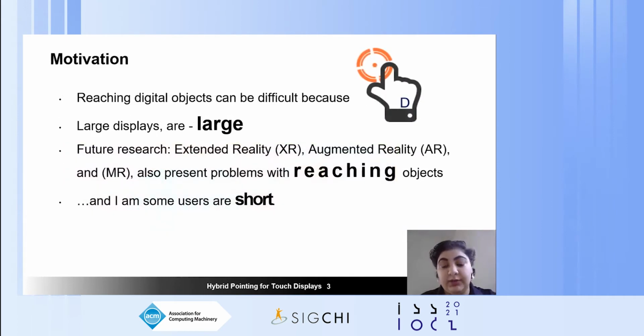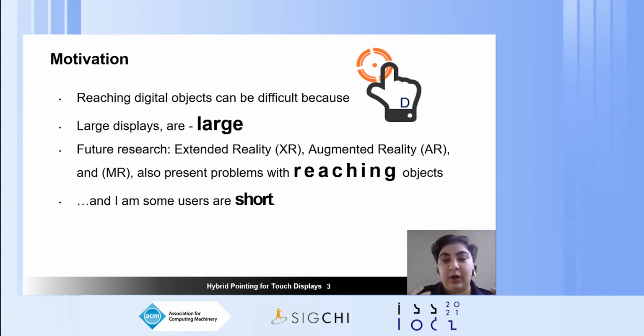Reaching digital objects on large displays can be difficult because large displays are large. So for users who are short, not that I count myself among that group, reaching a digital object all the way at the top of the display might be out of physical range. In addition, these digital objects are spread out throughout the large displays, so it can be very difficult to stand in one place and assemble all of the information you need.